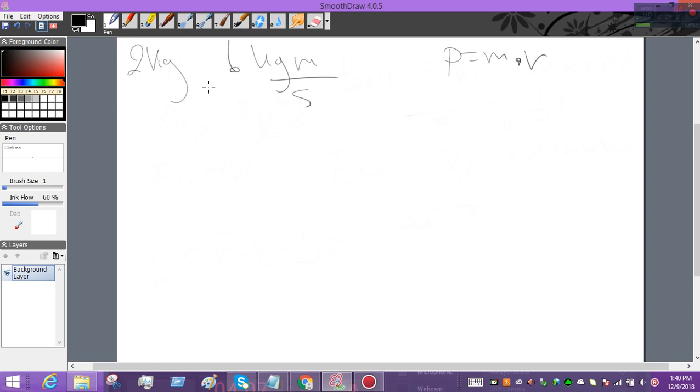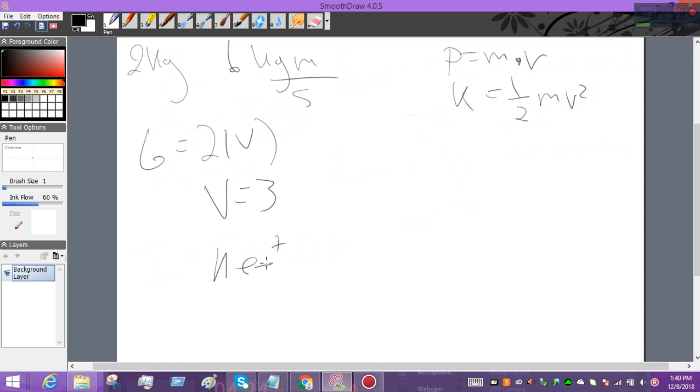First, I know that kinetic energy equals 1/2 mv squared. I know the mass already, so the only variable I need is velocity, and I can figure out velocity using the momentum equation. So 6 equals 2 times v, so v equals 3. Then KE equals 1/2 times your mass, which is 2 kilograms, times your velocity squared, so that's 3 squared.